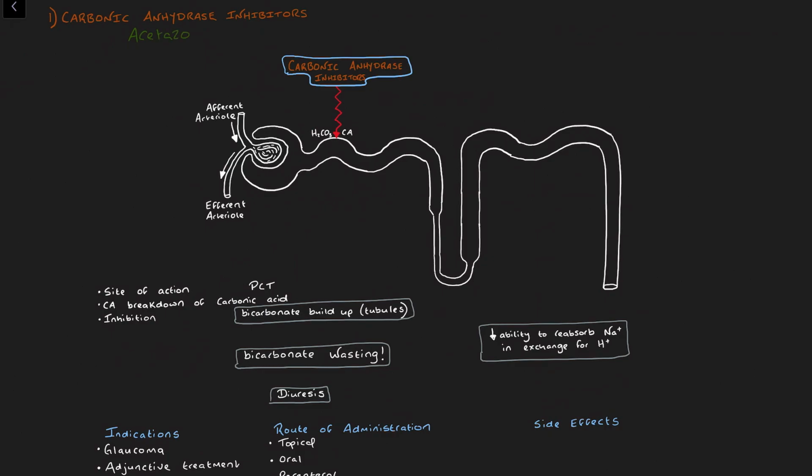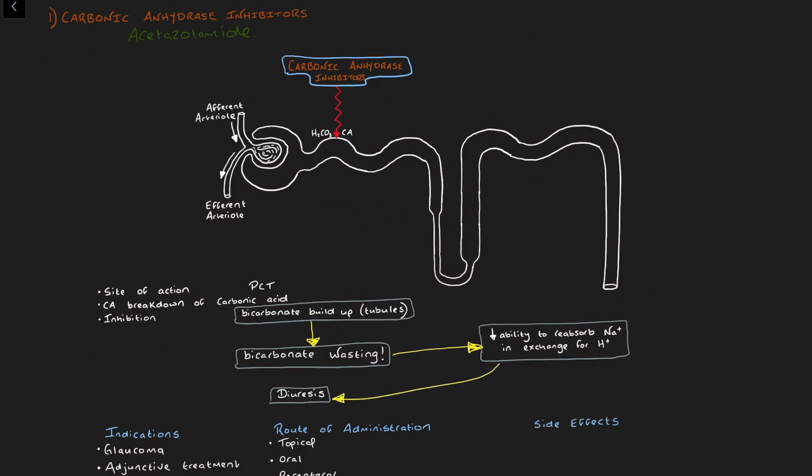When the enzyme is inhibited, it allows bicarbonate ions to build up and cause bicarbonate wasting. This leads to a reduced ability to reabsorb sodium in exchange for hydrogen ions, and hence leads to mild diuresis.